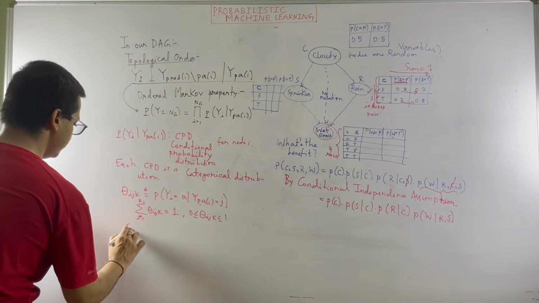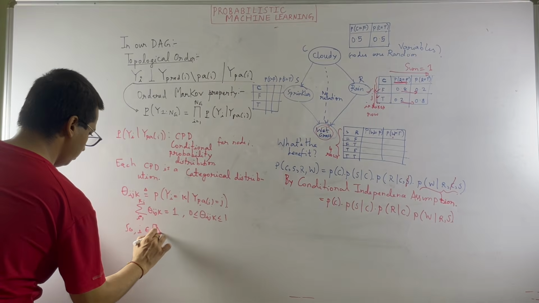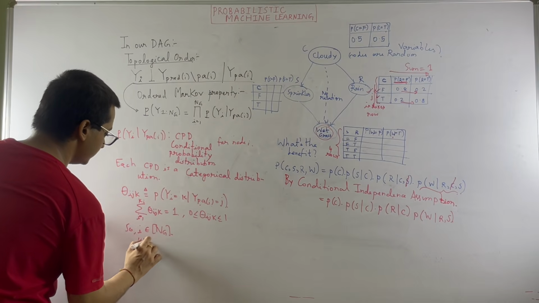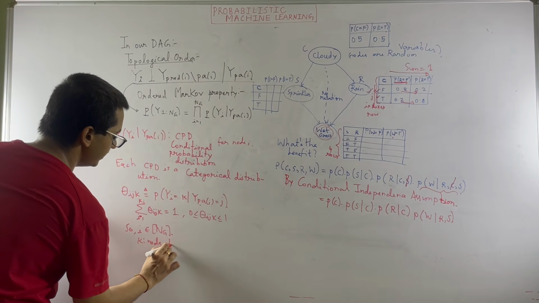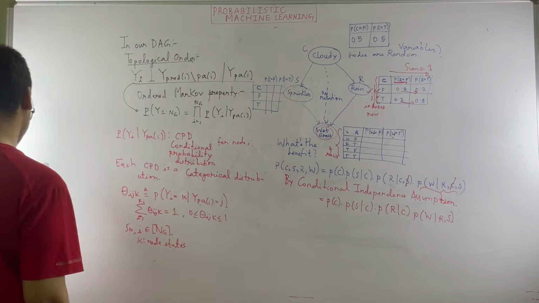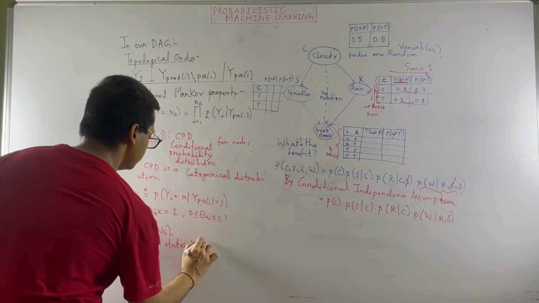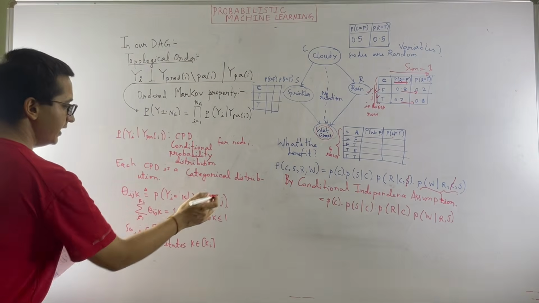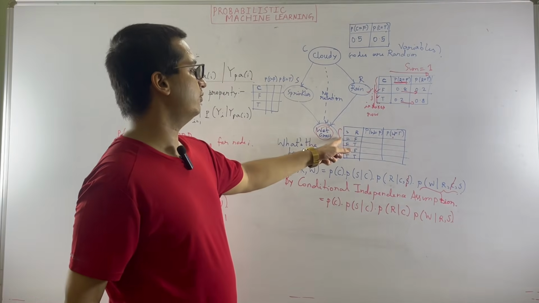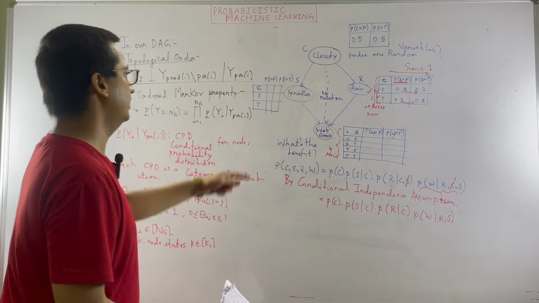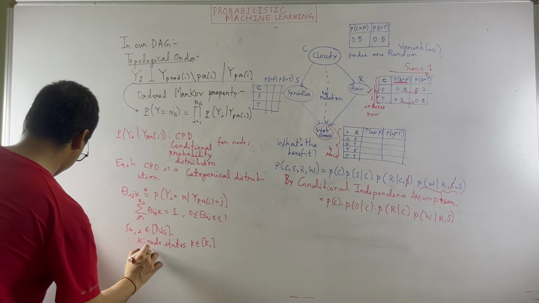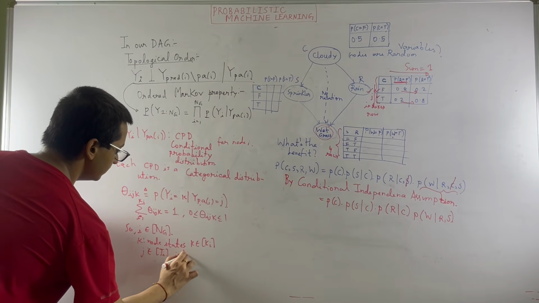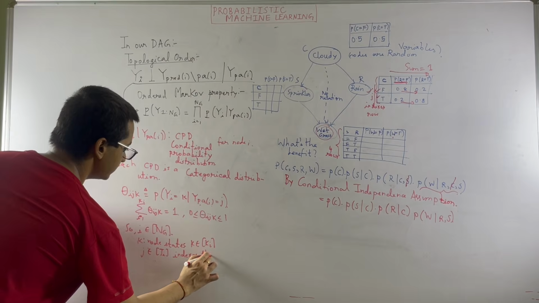So i is basically my node, and small k is the node states, the states my node i can take. And j indexes the joint parent states, right? See, here I have 4 states because there are 2 parents. Okay, and likewise, j indexes the joint parent states.